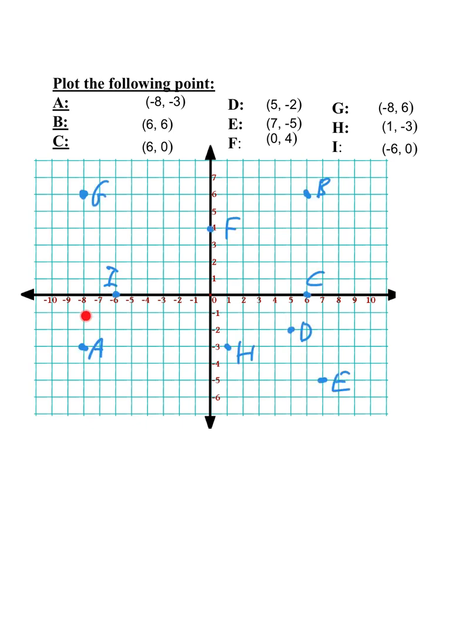Okay, so let's have a look. So we have (-8, -3) for A. For B then, we have (6, 6). C, we have (6, 0). For D, we have (5, -2). For E then, (7, -5), down here. F, (0, 4). G, (-8, 6). For H then, we have (1, -3). And for I, (-6, 0). And that's it.